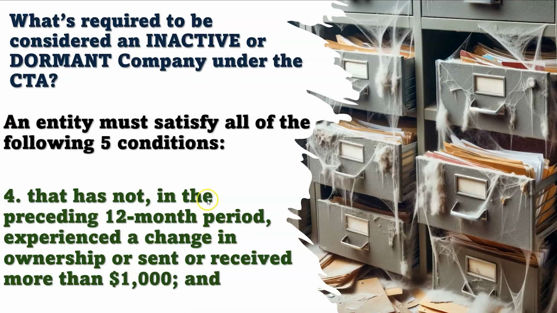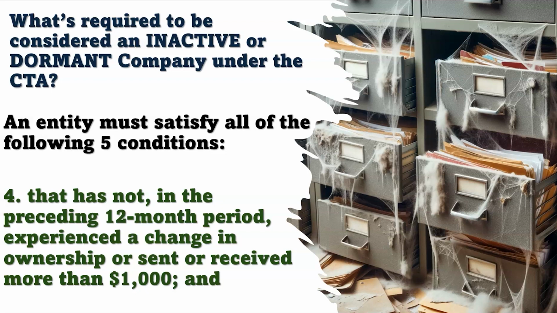So the fourth condition here is that we're looking at a company that has not in the preceding 12-month period experienced a change in ownership or sent or received more than $1,000. Now let me explain this. You remember the first condition, which says that your company must be in existence on or before January 1, 2020. Now, if we're talking about preceding 12 months, then you're talking about the 12 months before January 1, 2020. Okay. So this is saying that those 12 months before January 1, 2020, you should not have experienced a change in ownership or sent or received more than $1,000.